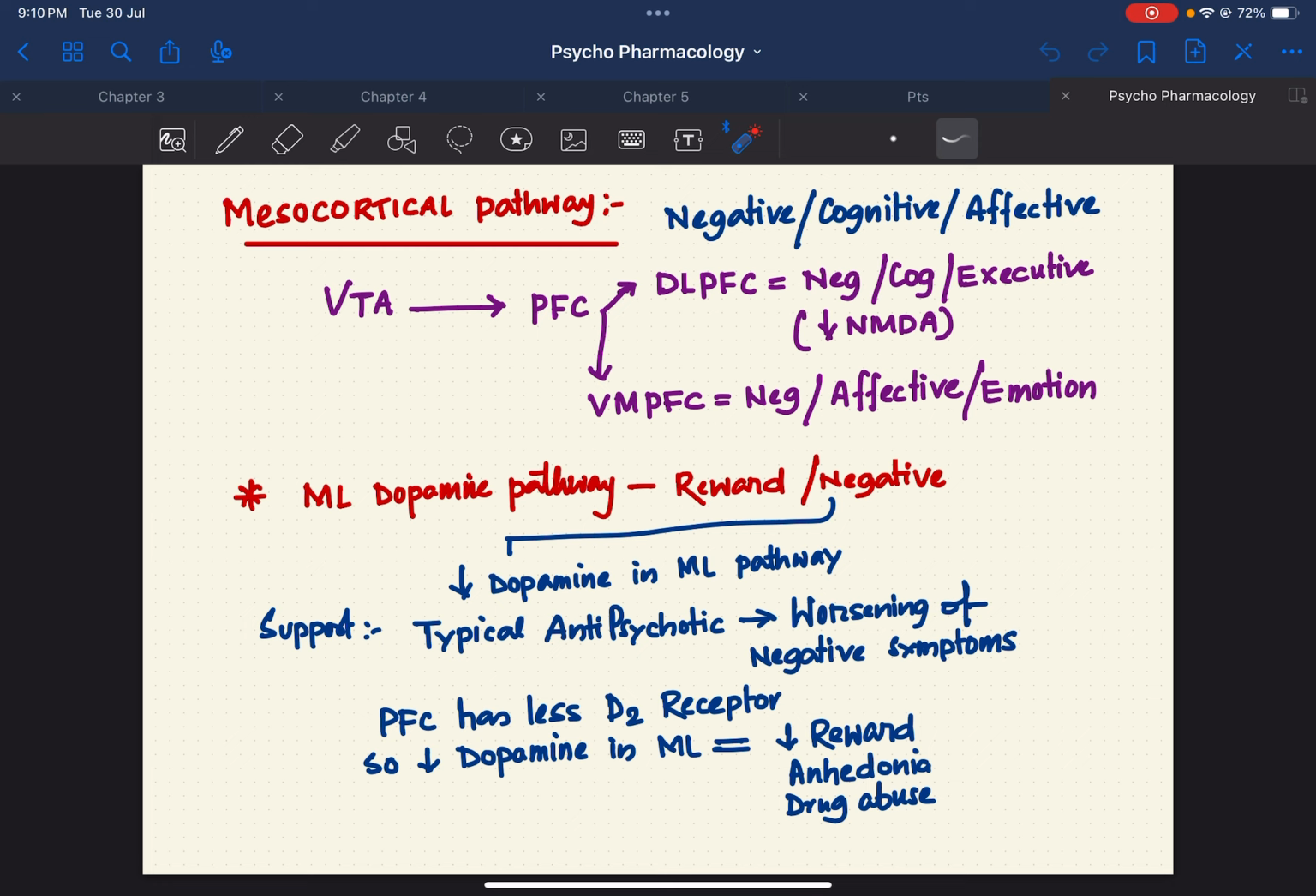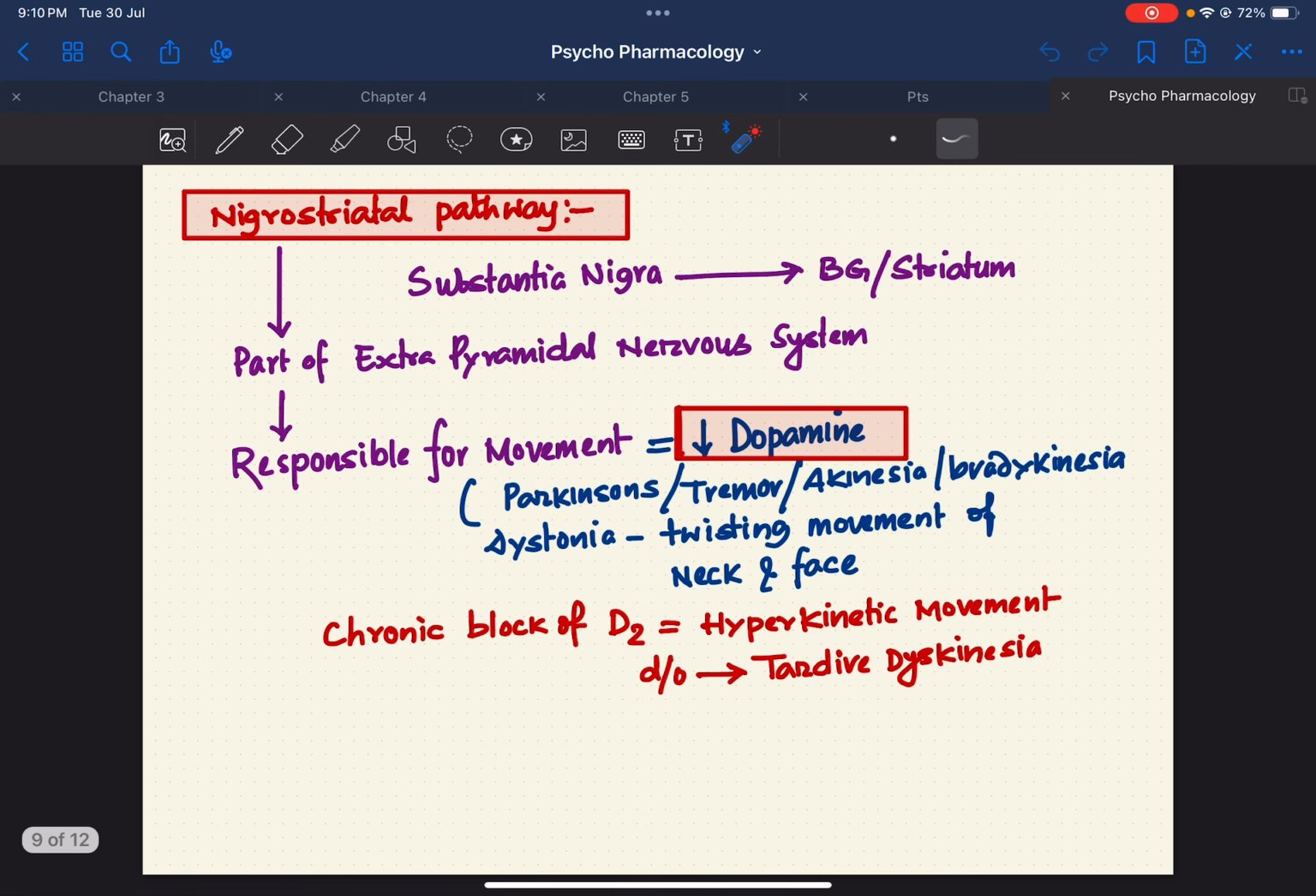there will be negative symptoms of schizophrenia. But if we use a typical antipsychotic, it will block the D2 receptor, it will block the dopamine in the mesolimbic pathway, and that also worsens the negative symptoms. So for negative symptoms, there is a role of decreased dopamine in the mesolimbic pathway also. And remember, with decreased dopamine in the mesolimbic pathway, there will be decreased reward, there will be anhedonia, so the patient will take to drug abuse. So substance abuse will be more in schizophrenia.